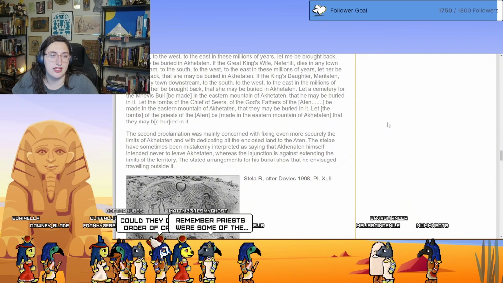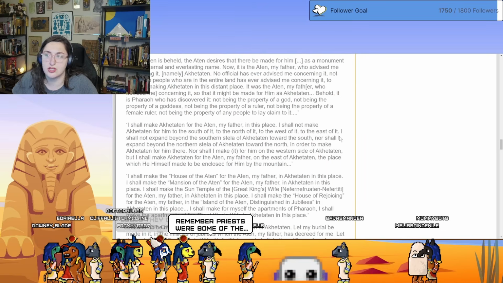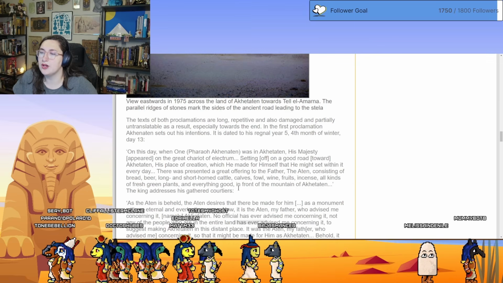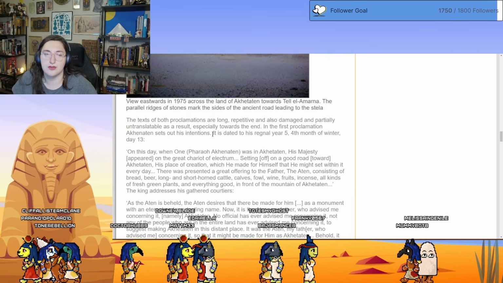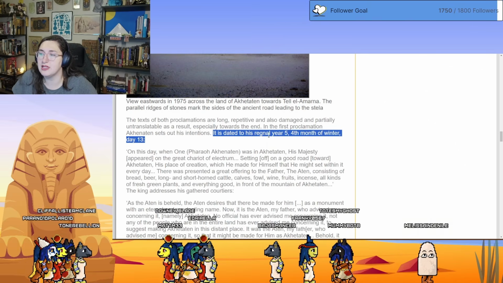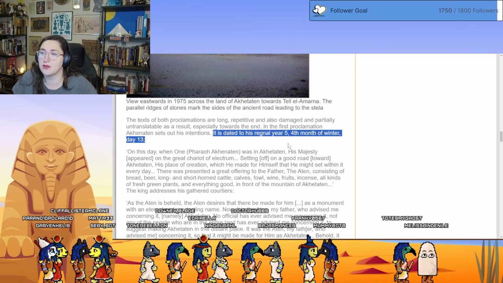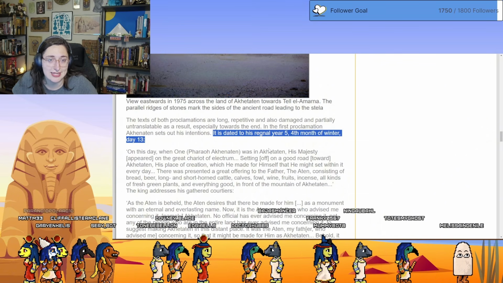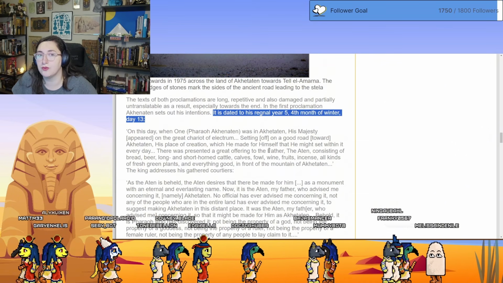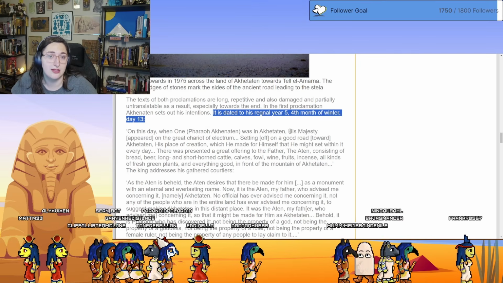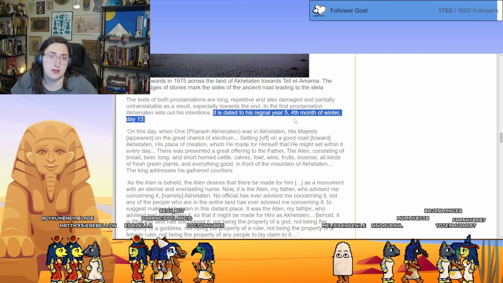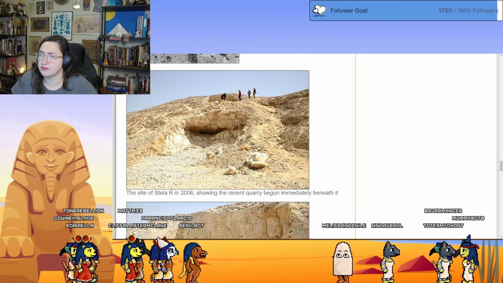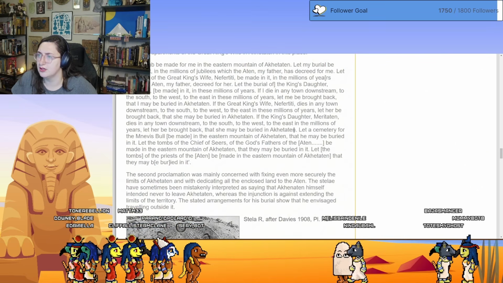Could they date the order of the creation of each cell down to the year? To the exact year? Yeah, sort of. What we know is that it is dated to his regnal year 5, the fourth month of winter, day 13. So we actually know the technical specific date. If we can figure out the first year of his reign, we could figure out the exact date of when he dedicated it or wrote it. It kind of just depends.